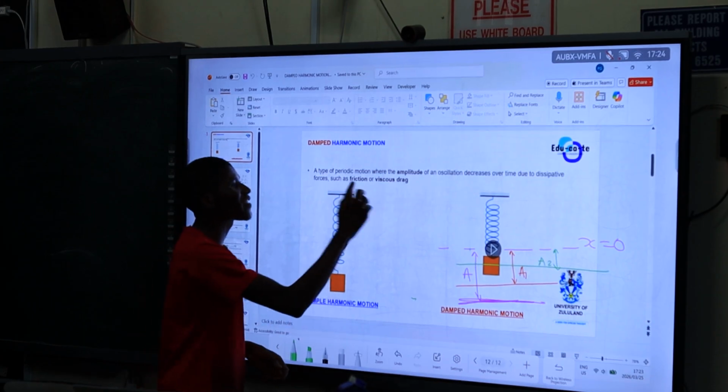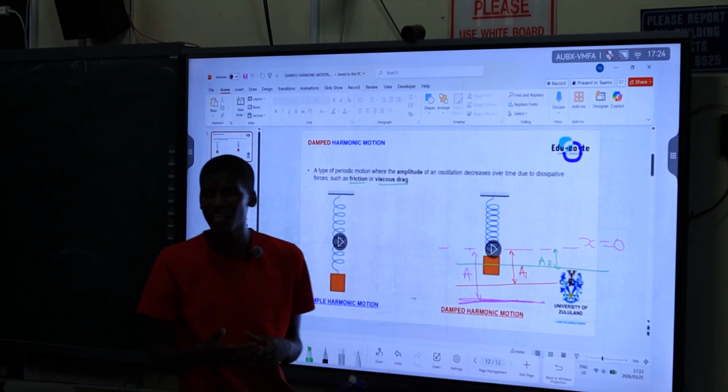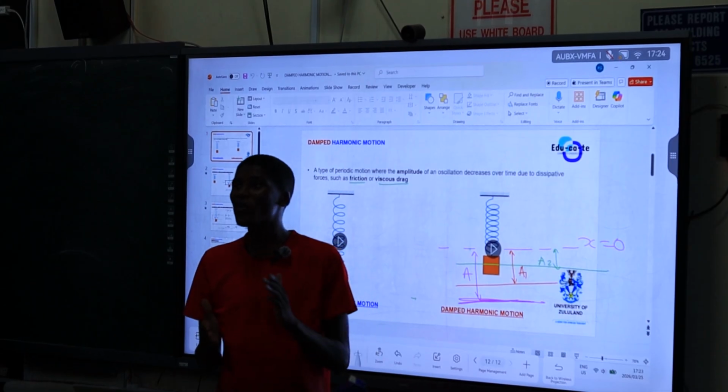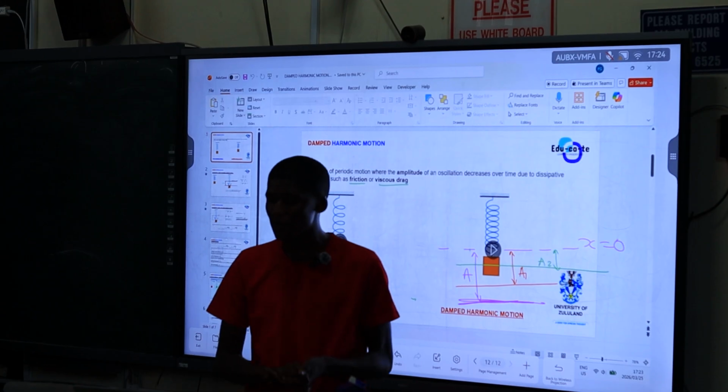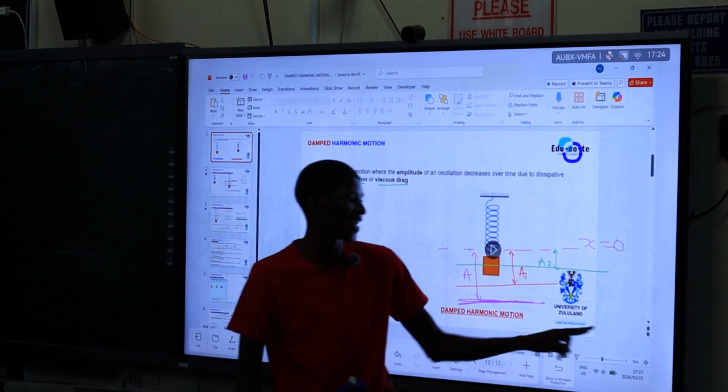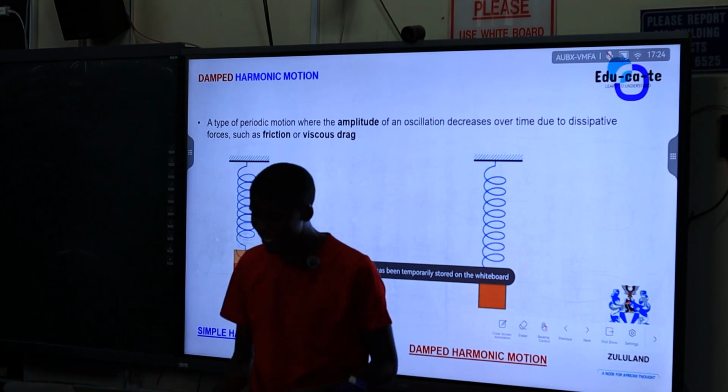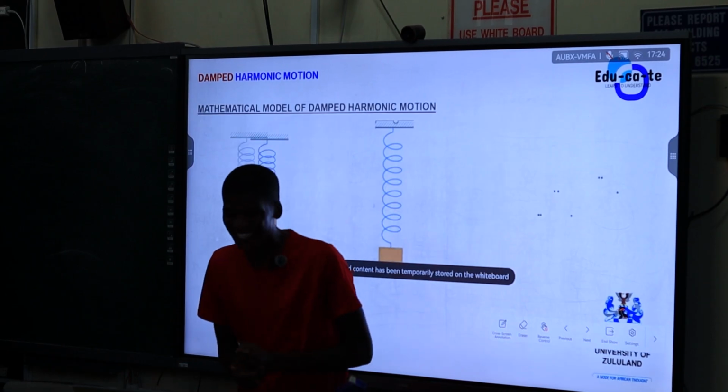It is because there is friction, there is viscous drag. So this is known as damped harmonic motion. So now we have got an intuitive idea of how damped harmonic motion differs from simple harmonic motion. Let's look at just a bit of little mathematics.